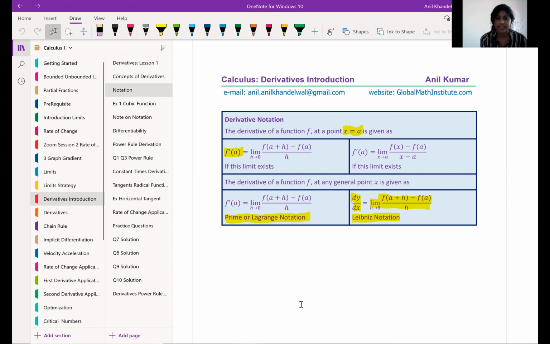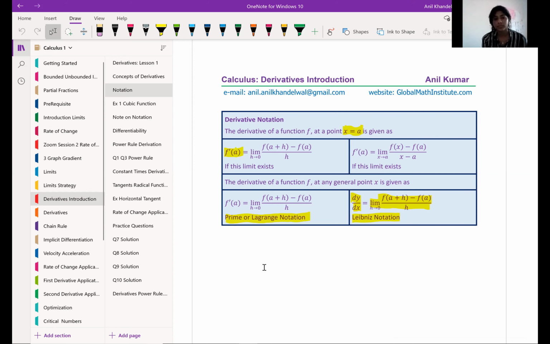So as you highlighted, x equals a, so if it's f of a, it means it's at a point. Derivative is at a point, whereas when we were doing limits, it's all about approaching a value. Here we are at that point, so that point should be defined. It cannot be a hole or an asymptote. If it is not defined, then you cannot find the derivative at that point.